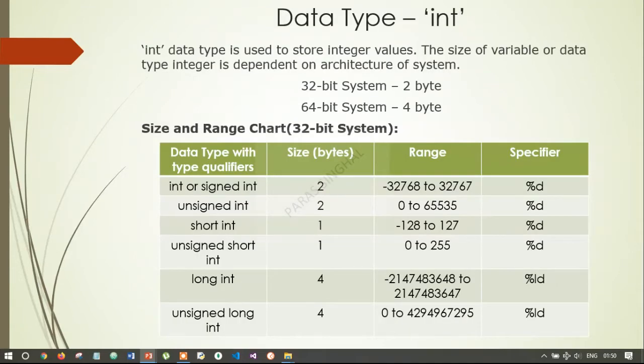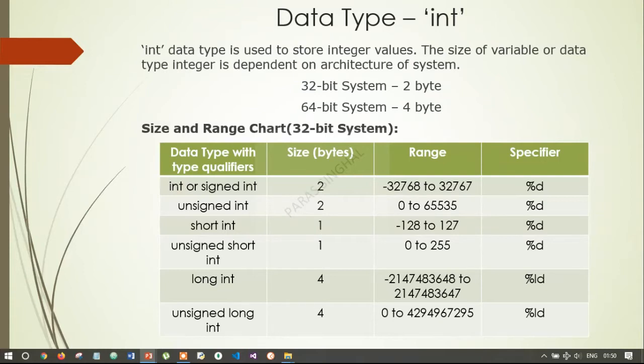The first one is int. If I spell it out, it's int. You can say, or as in language, int is an abbreviation for integer. The size of variable or data type integer is dependent on architecture of system. The size of int is 2 bytes in 32-bit system and it's 4 bytes in 64-bit system. You can see the size and range chart in this video right here.